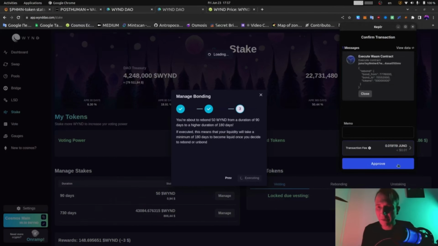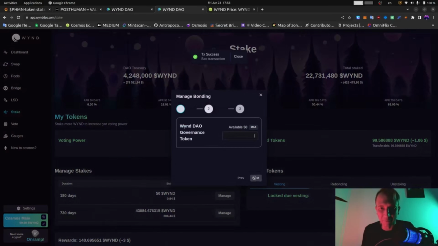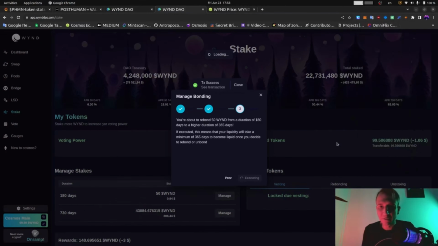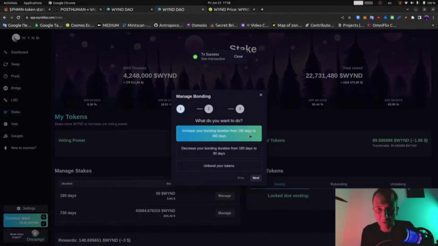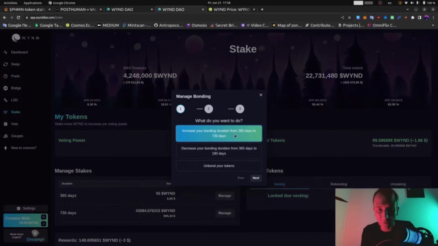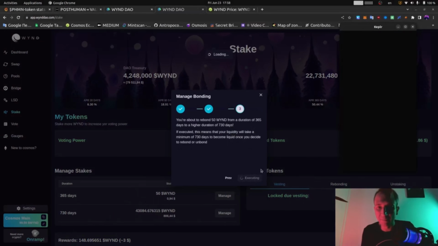The Wynd DEX with us for a long time. So to bond your tokens even for 2 years, it's not a long time. For speculation projects like Shiba or Pepe, 2 years is the life of the project. And for such a cool project like Wynd, 2 years is just the beginning. So now we can see that we can increase up to 730 days, step by step.